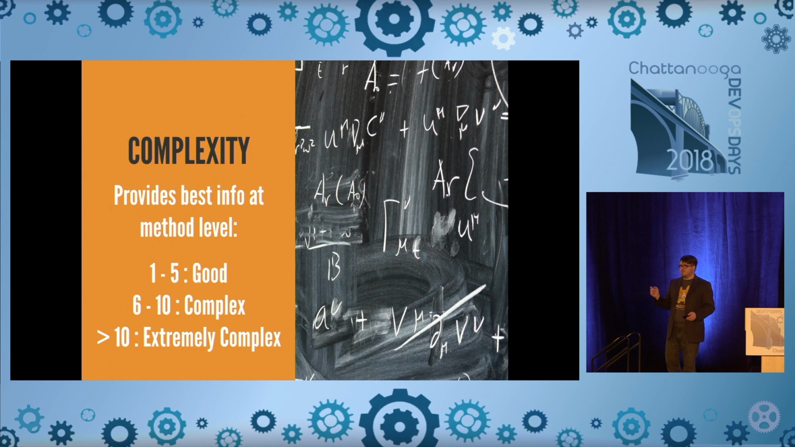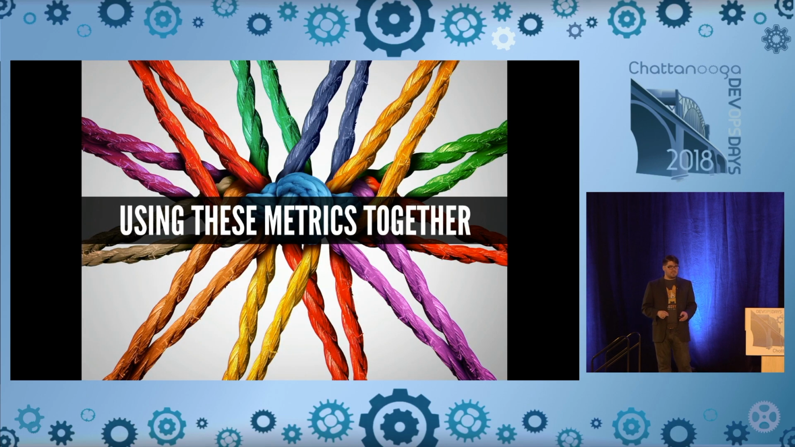When you read the original paper that cyclomatic complexity came from, this is also the rubric that was presented in that paper. So 1 to 5 being good, 6 to 10 being complex, and greater than 10 being too complex, starting to approach that unit of code being examined being too complex to analyze. So how do we use these together?